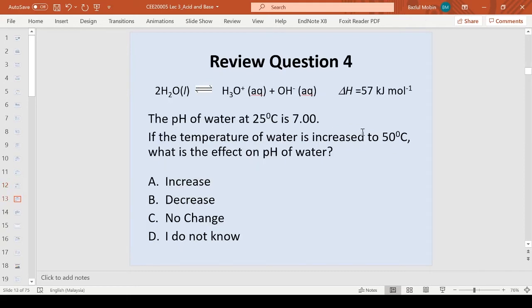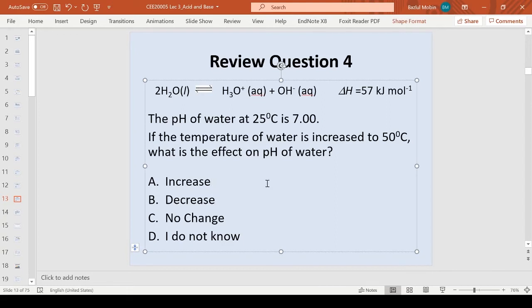So question number 4 says the pH of water at 25 degrees is 7. If the temperature of water increases to 50 degrees, what will be the effect on pH? Now we know that pH, and soon we will see it, is the negative log of the hydrogen ion concentration, or hydronium ion concentration. For simplicity, it is the negative log of hydrogen ion concentration. So if the hydrogen ion increases, the pH would be lower. That means it is more acidic.